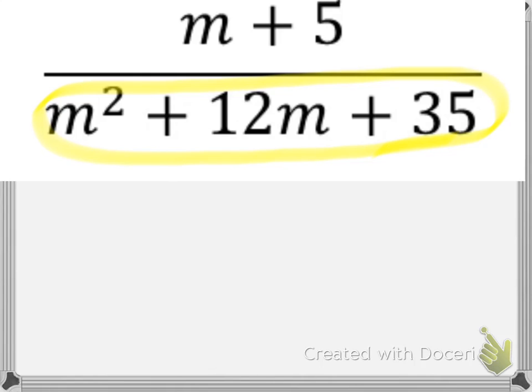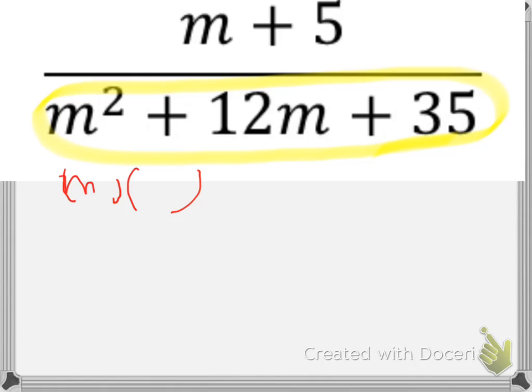Now in this case, what we're looking for is we want to factor the bottom because m squared plus 12m plus 35 factors into something easier. And that's where we have to think about, well, what are the factors of m squared plus 12m plus 35? That is where we do this.